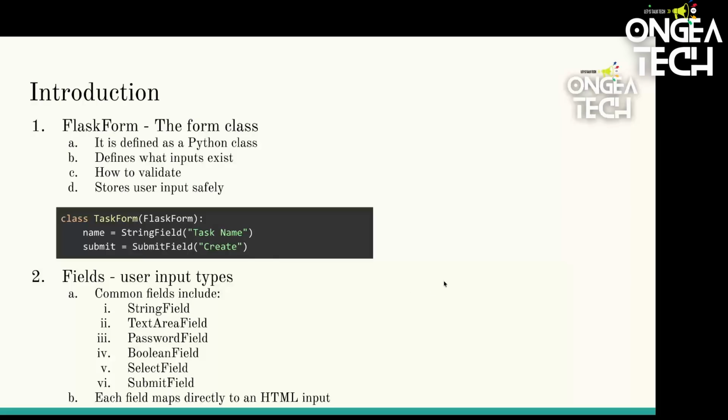The other thing we have for Flask Forms is the fields, which are the user input types. You can have different fields, and a couple of them that are commonly used include the StringField, the one we've used above. We have TextAreaField, which is for multi-line input fields. We have PasswordField, BooleanField, SelectField, and SubmitField. Each of these fields maps directly to the HTML input.